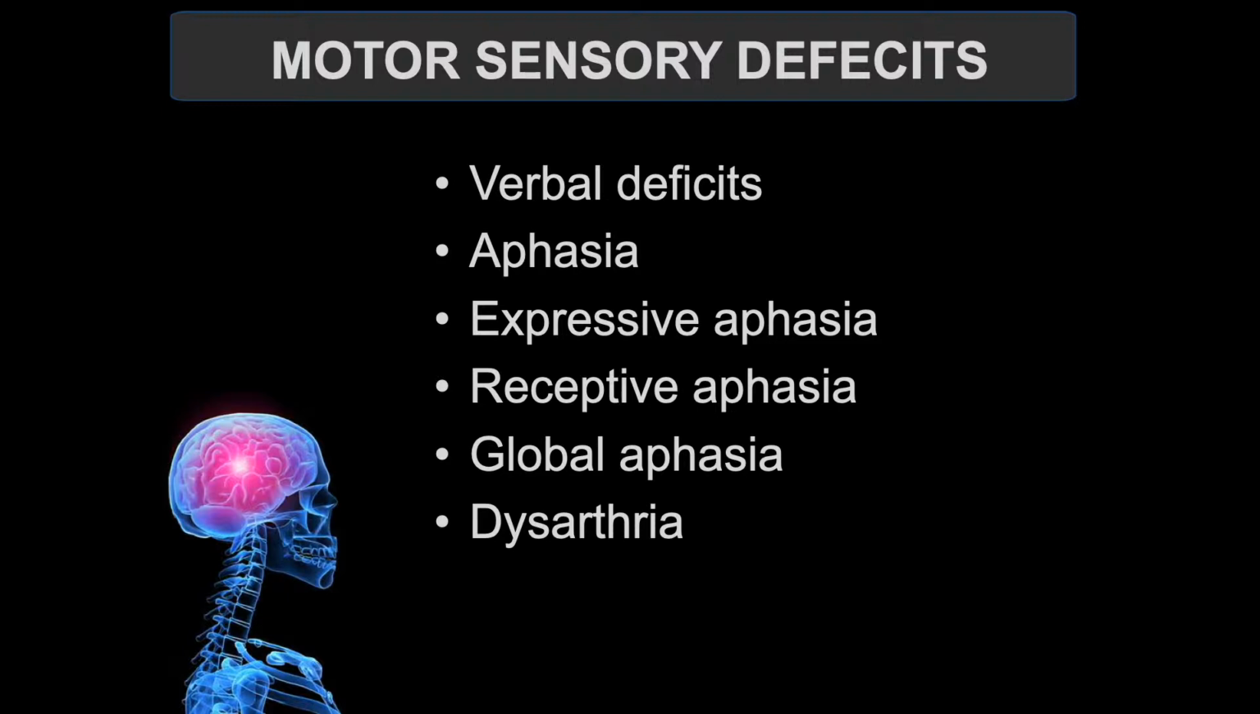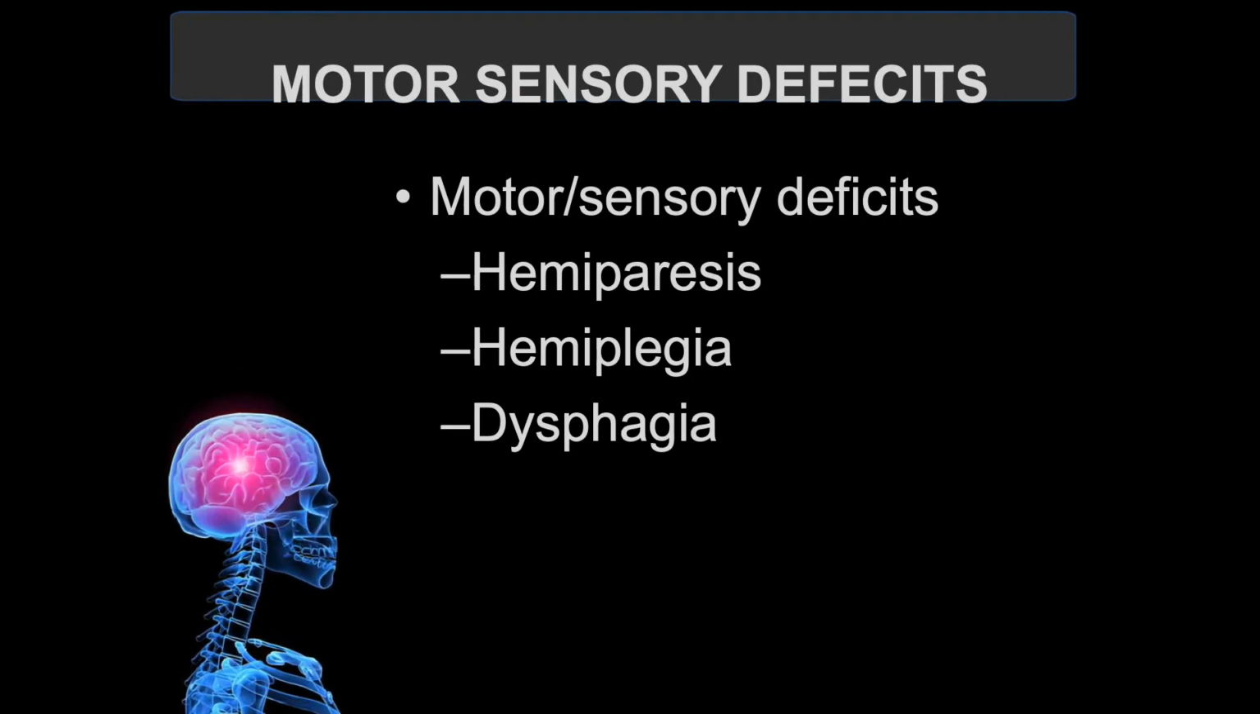Dysarthria is the difficulty in articulating speech, forming words. That is, the mechanics of speech, not the understanding of speech, are problematic. Some have a combination of aphasia and dysarthria. The treatment is to allow the patient time to form words, to provide for other means of communication, and to support the patient. They also suffer from motor sensory deficits, including hemiparesis, hemiplegia, and dysphagia.